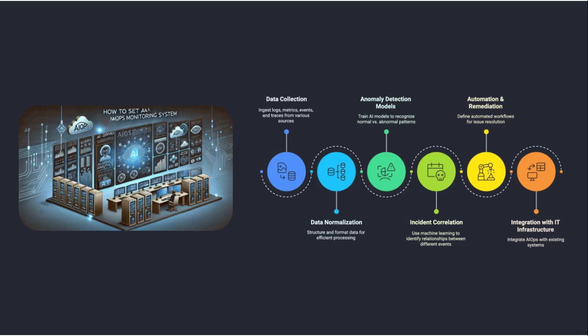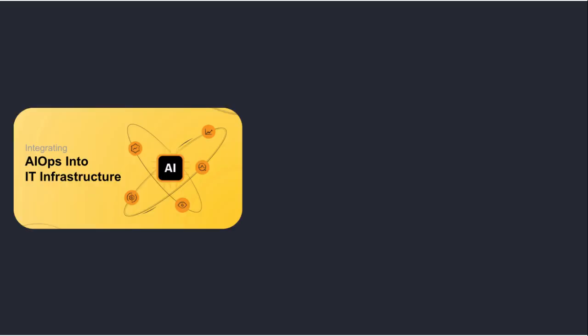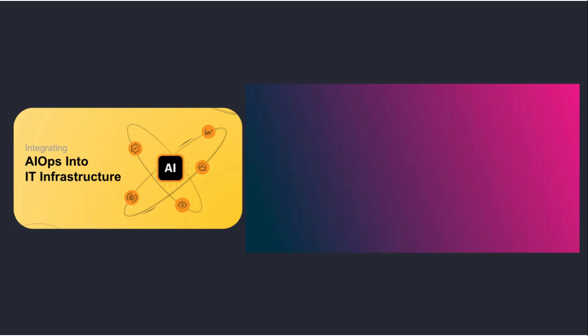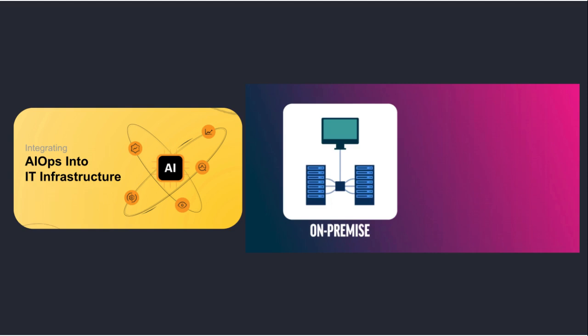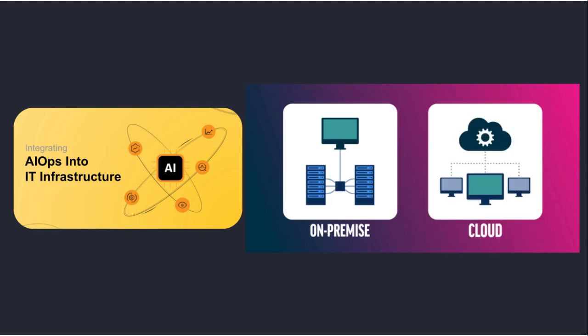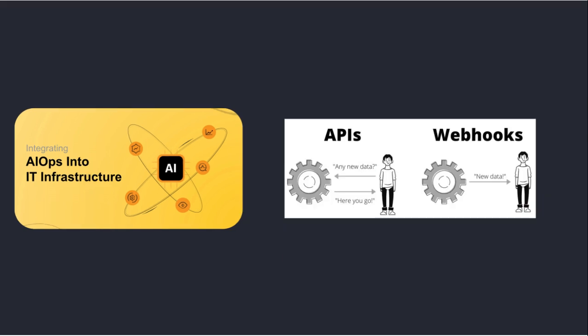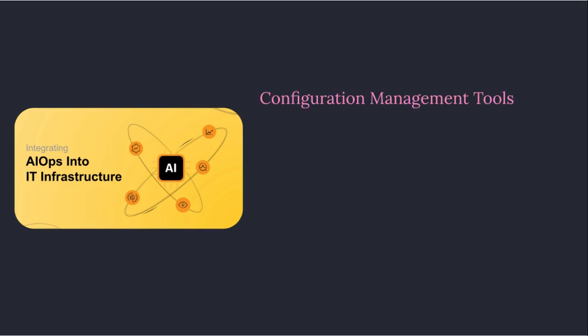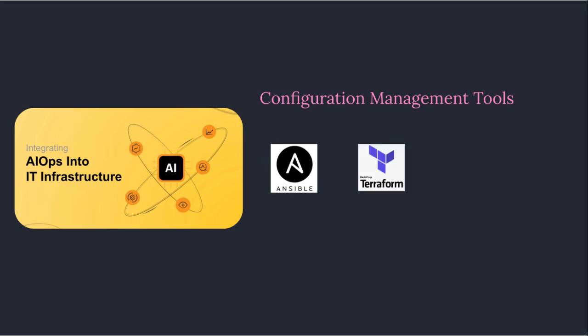Once the environment is set up, the next step is integrating AIOps with existing IT infrastructure. AIOps platforms must integrate seamlessly with an organization's IT ecosystem. The key integration points include on-premises and cloud infrastructure, ensure compatibility with hybrid environments. APIs and webhooks, connect AIOps tools with monitoring, logging, and incident management platforms. Configuration management tools, integrate with Ansible, Terraform, or Puppet for automation.